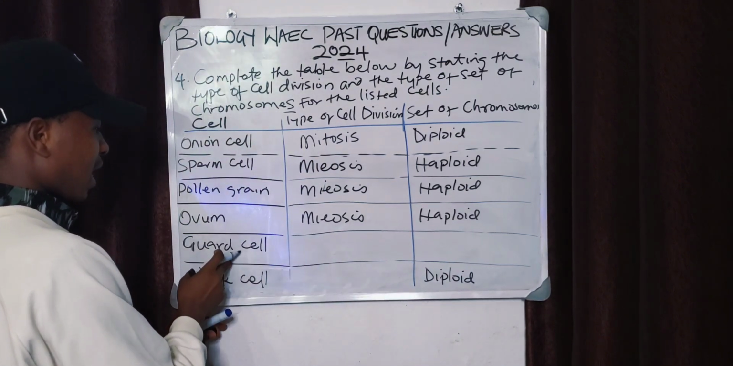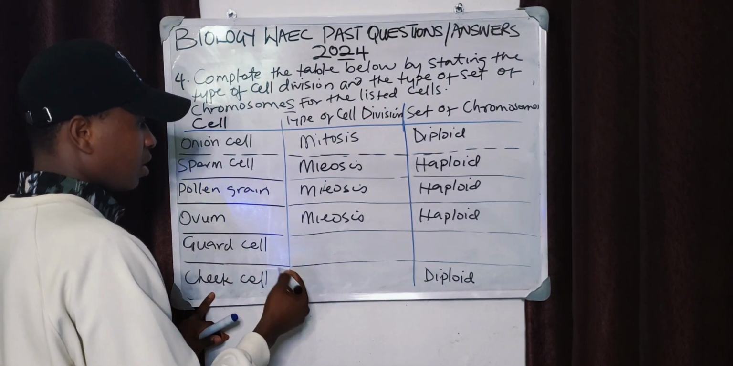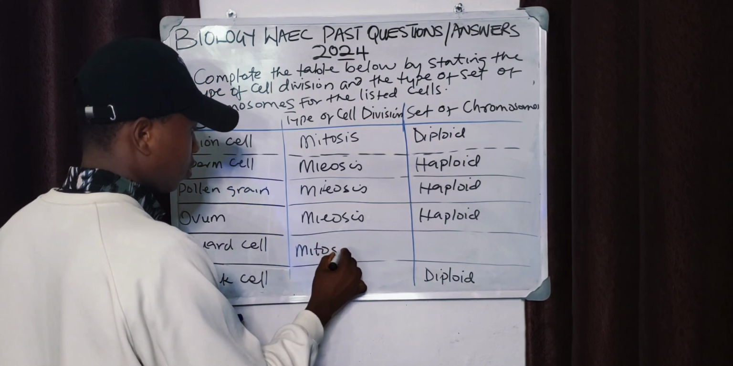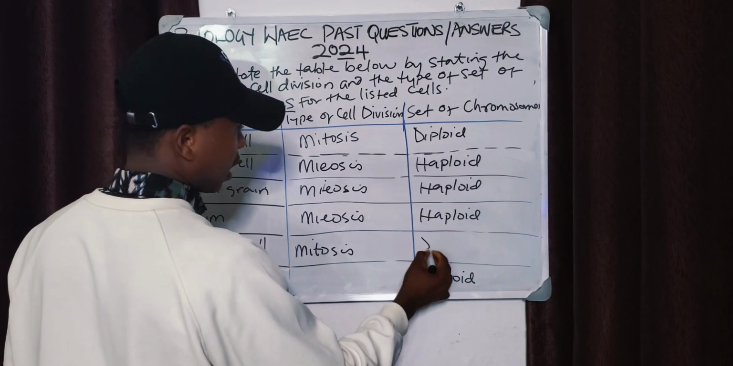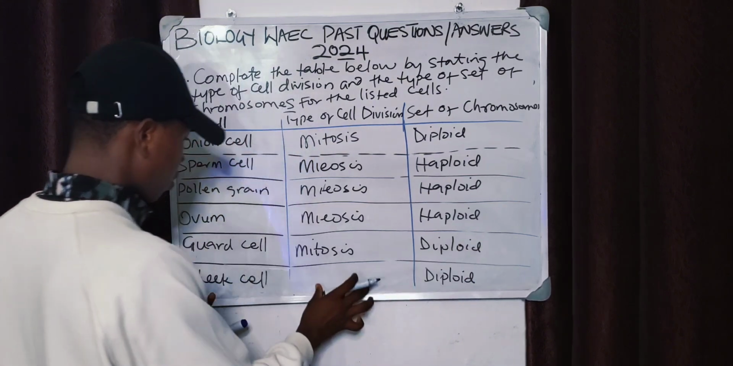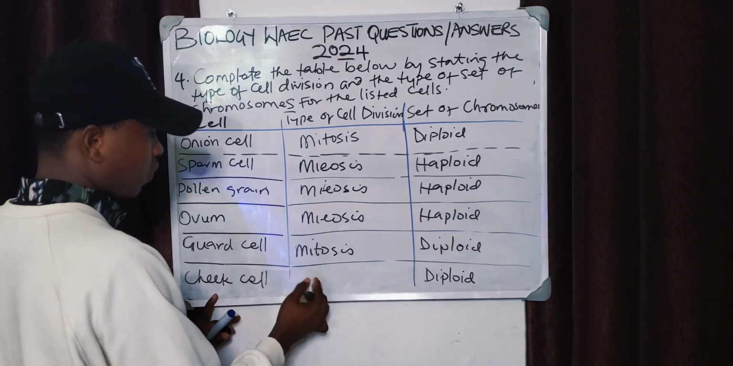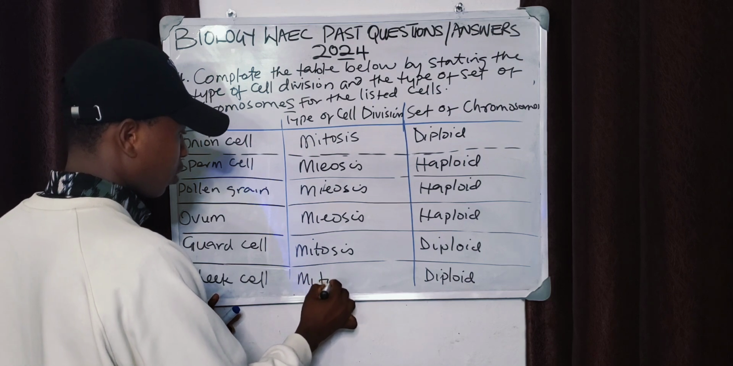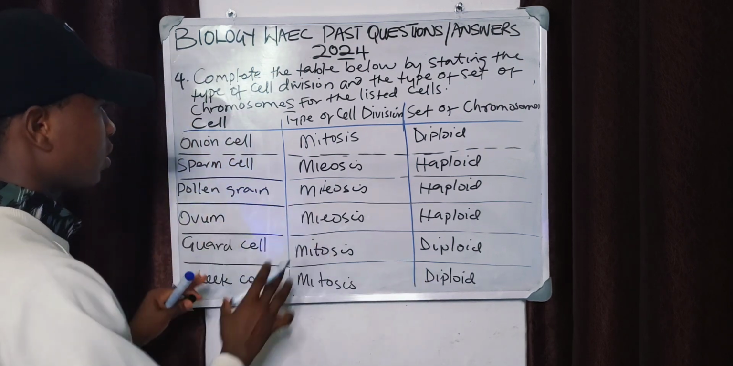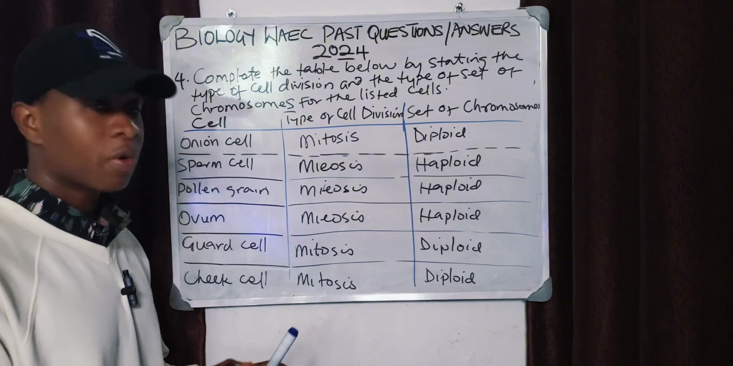Then when we talk about guard cells, they undergo mitotic division. So mitosis and diploid. All right, so what would be here? Chick cell, obviously mitosis because it is diploid. So this is the answer for this particular question.